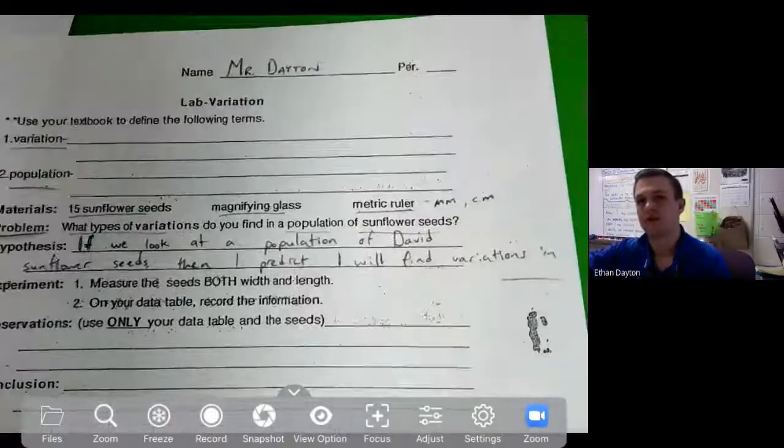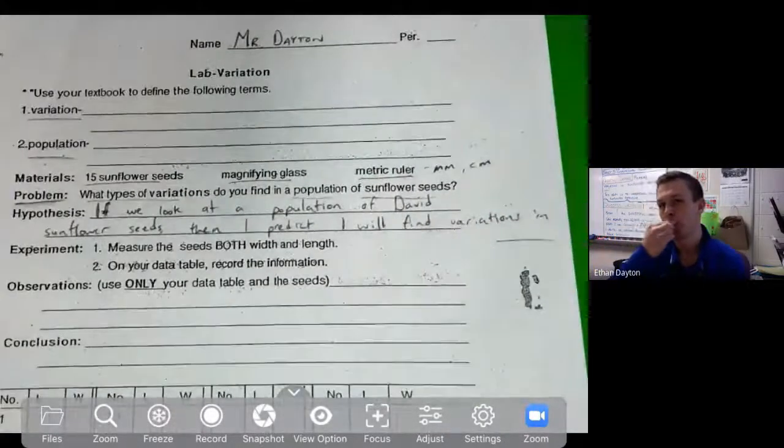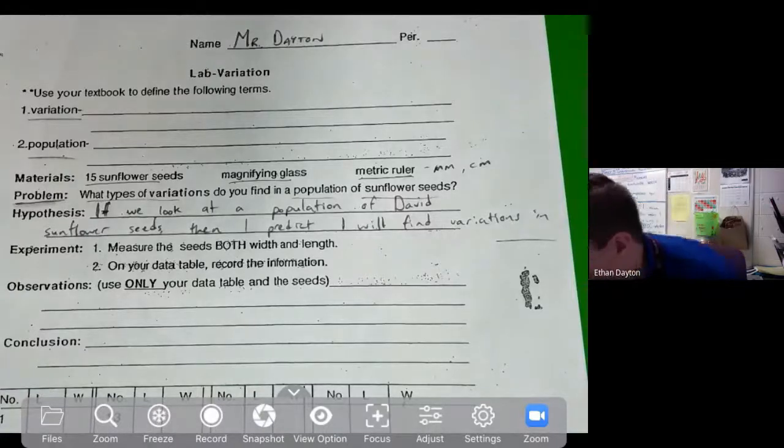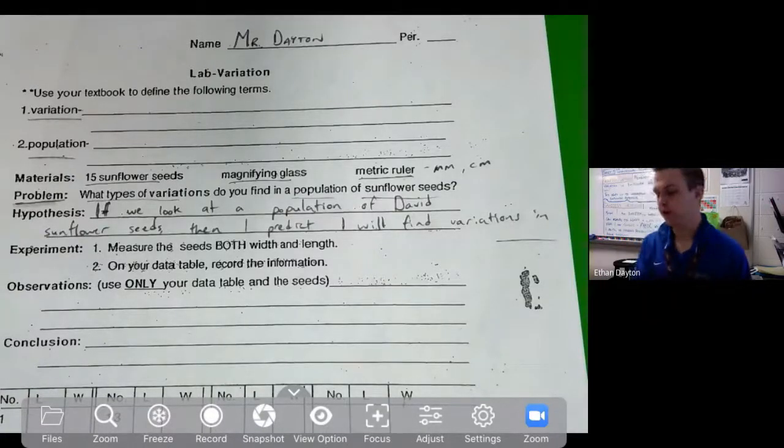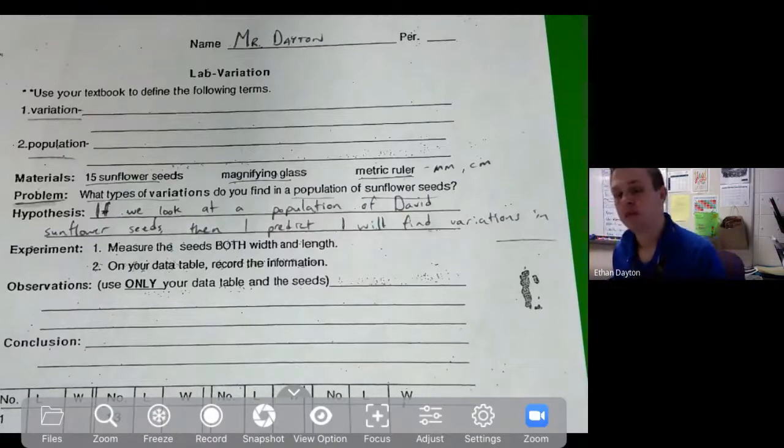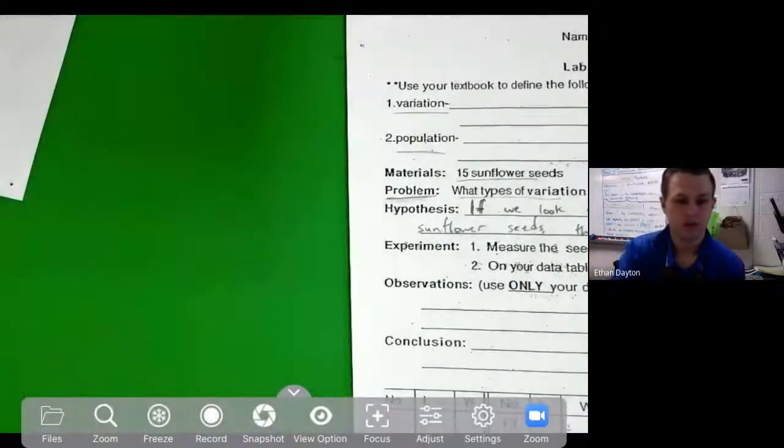Everybody have a hypothesis done? If we look at a population of David sunflower seeds, then I predict I will find variations in, what do you think? And think about what I'm measuring here today. Okay, so I'm going to start measuring. Everybody be ready to record.